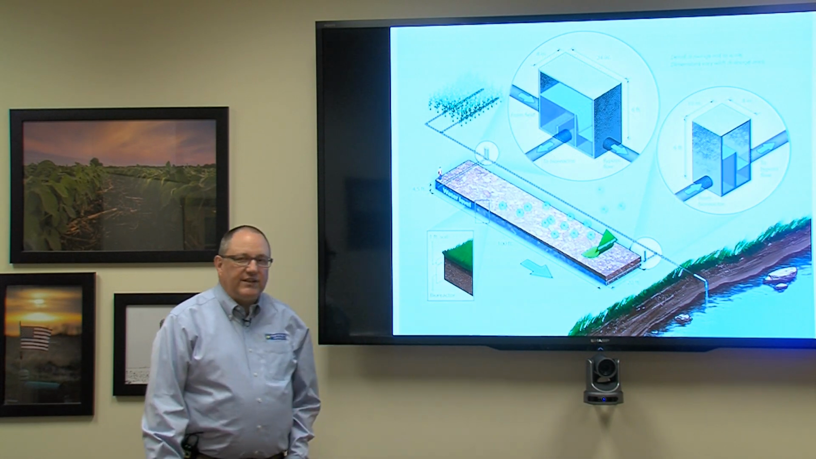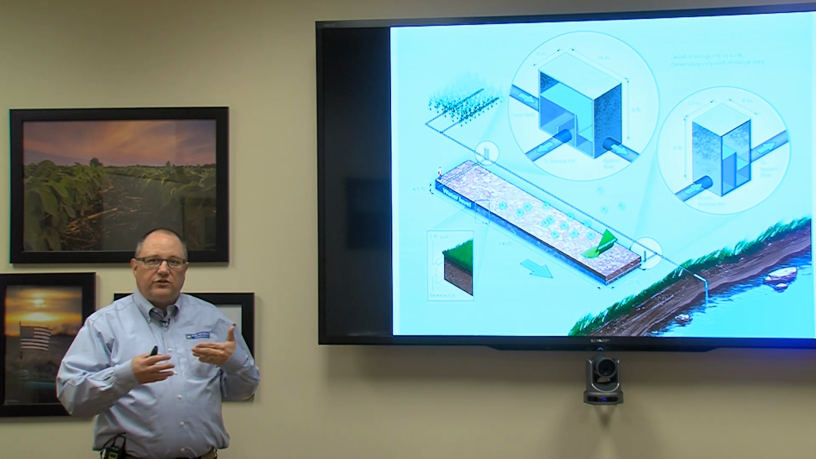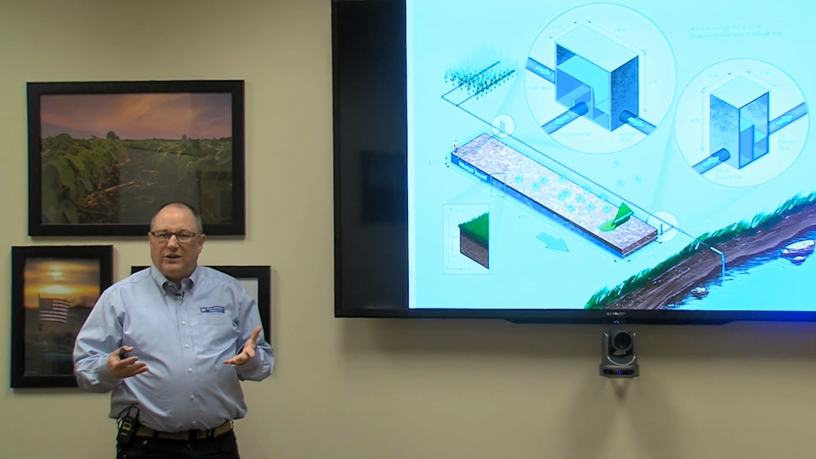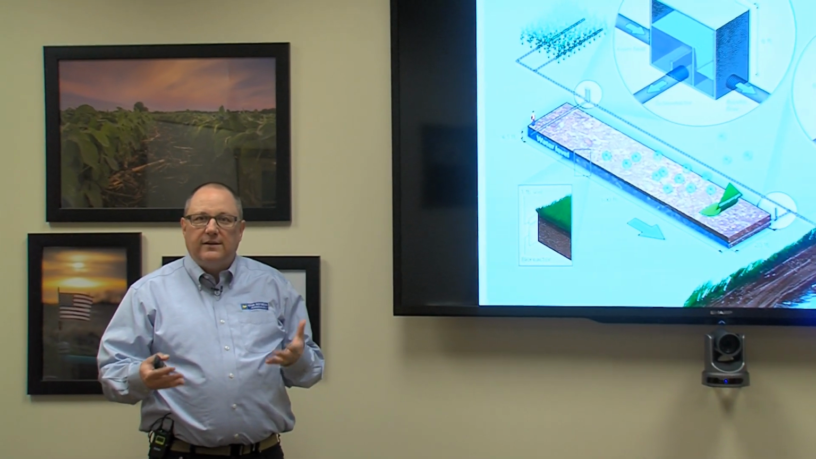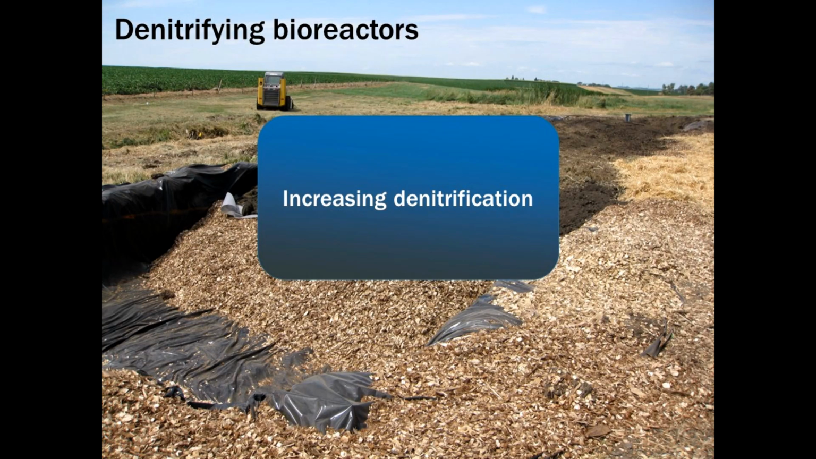We generally have a second control structure down at the bottom of the bioreactor, and that one we use to control how long that water stays in the bioreactor. The longer it stays in there, the more treatment we get, and so we're trying to balance how much water we can treat with the level of treatment so that we reduce the nitrate as much as possible. As the name suggests, the main process going on here is denitrification. So again, it's bacteria living in that bioreactor feeding on the wood chips that are converting nitrate nitrogen into nitrogen gas.